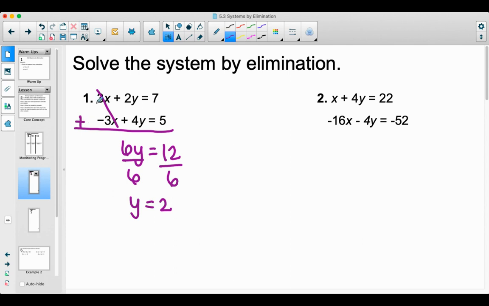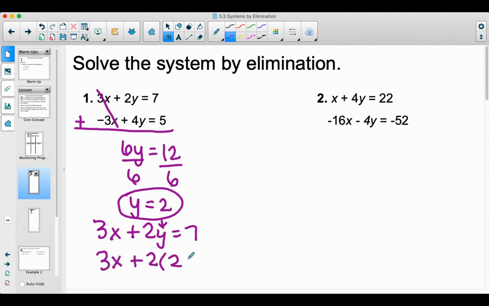And now that I know y, I can go back up to our equations and pick one of them. So I'm just going to pick this top equation, 3x plus 2y equals 7, and I'm just going to rewrite it down here. 3x plus 2y equals 7. And because I know y is 2, I can plug that in for y right there.